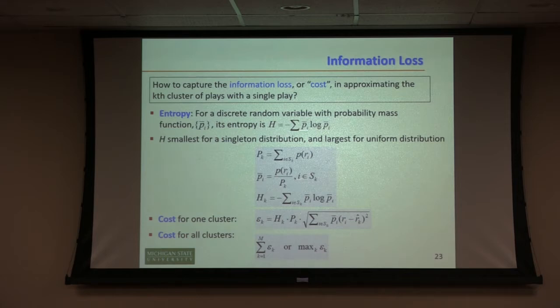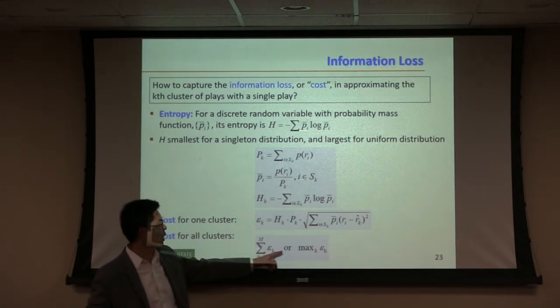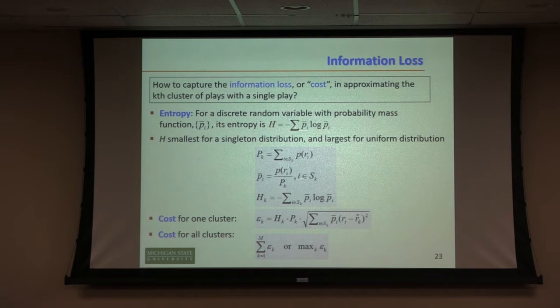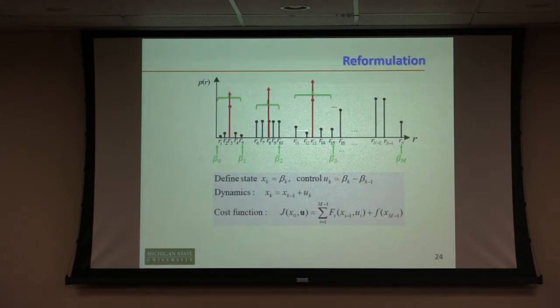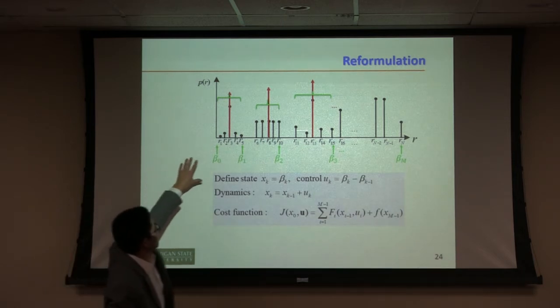So that's one cluster, but then for all clusters, I can add up all these different cluster costs, or I can look at the maximum. Actually, it doesn't change the algorithm much. So here's a small trick. I hope people here can appreciate. When I reformulate this problem, again, this is actually a pretty simple problem, but I think it's a nice small trick here. This is a graph we're looking at.